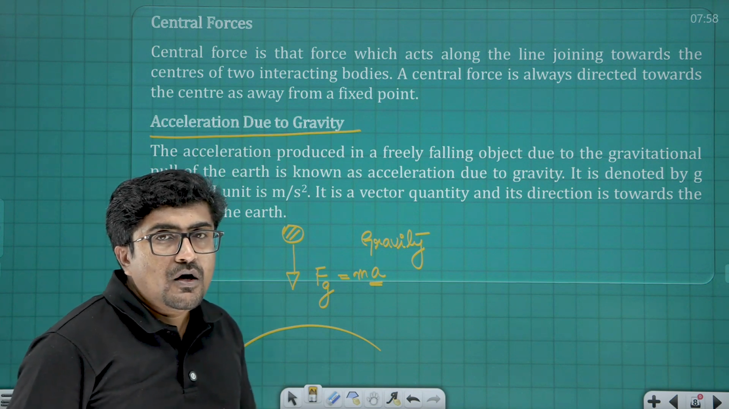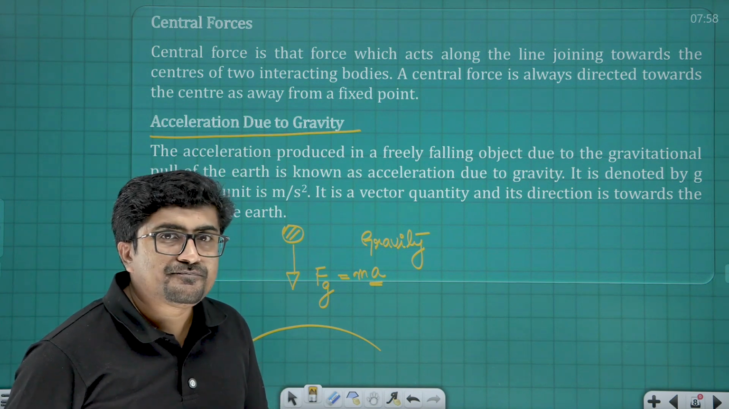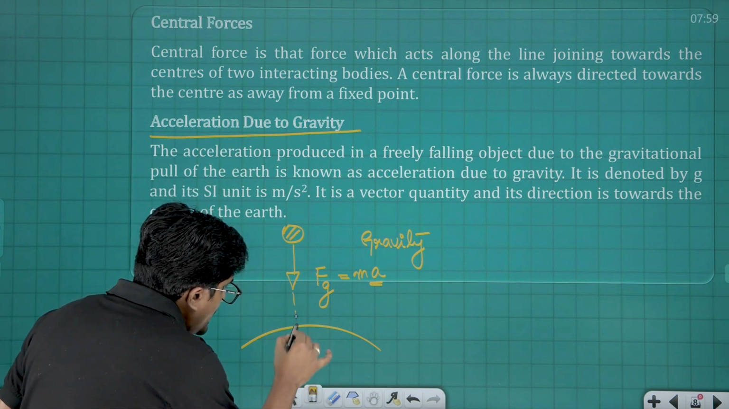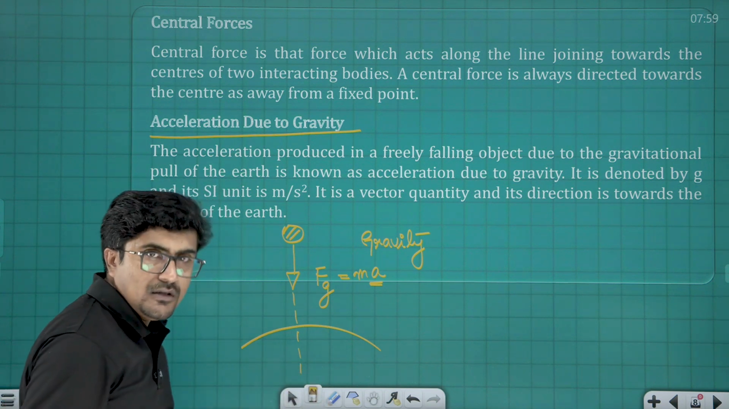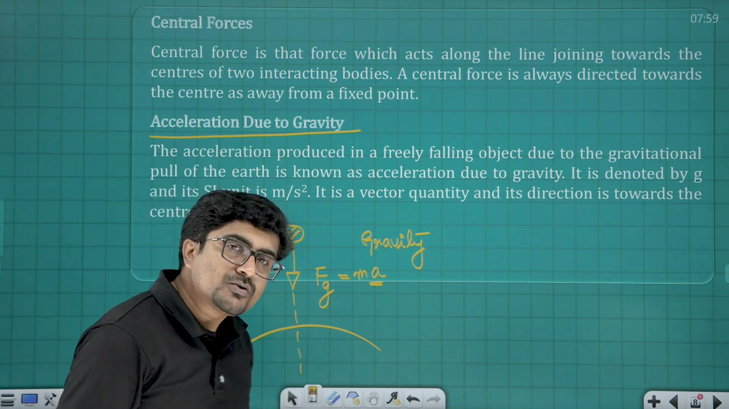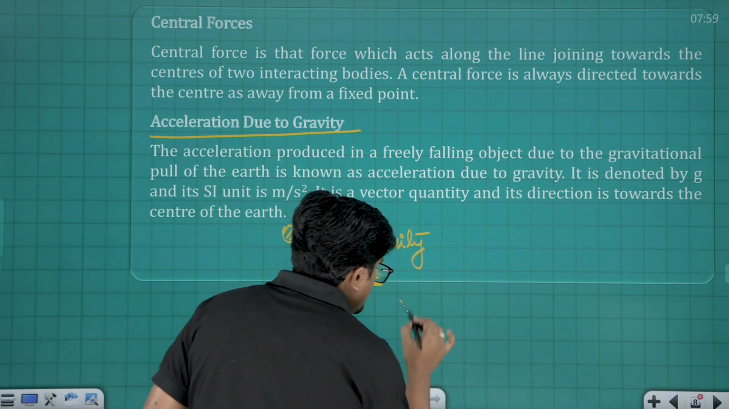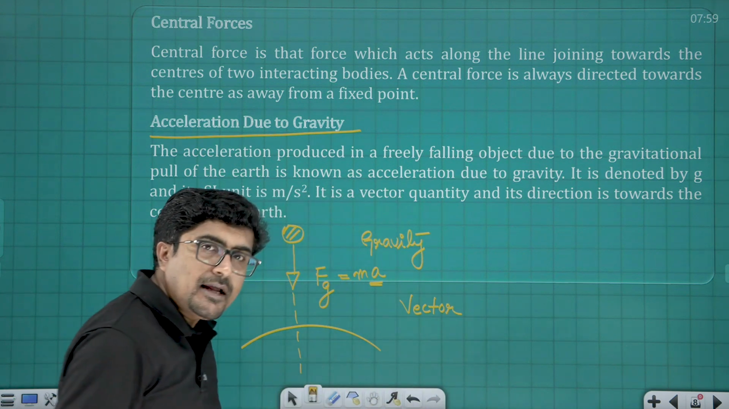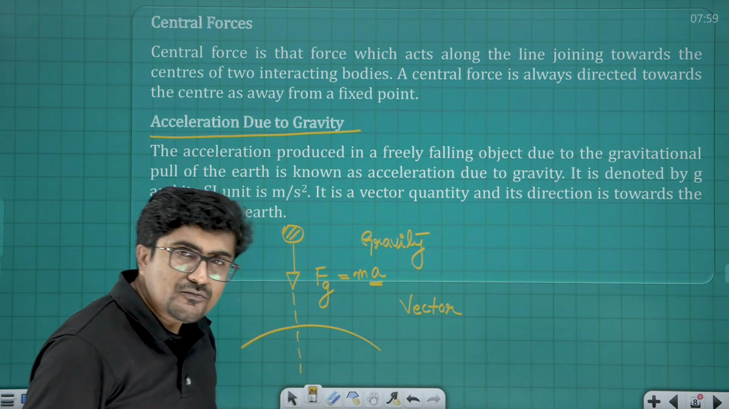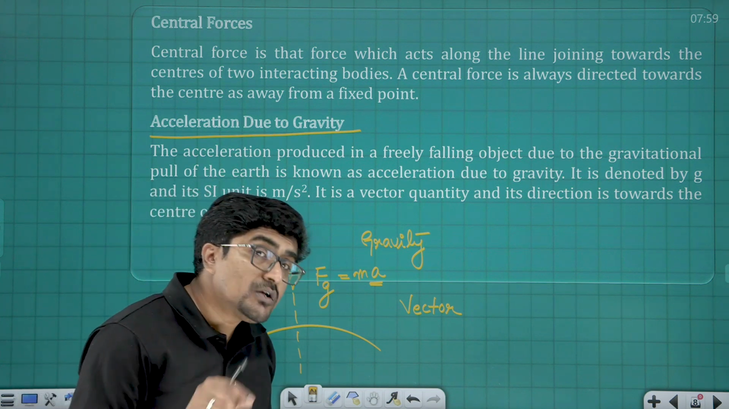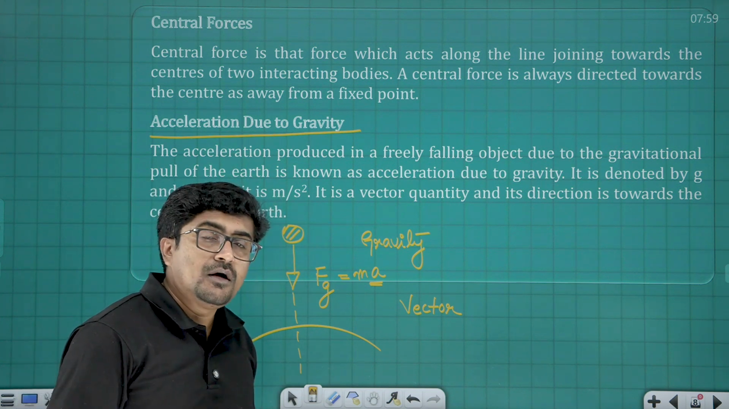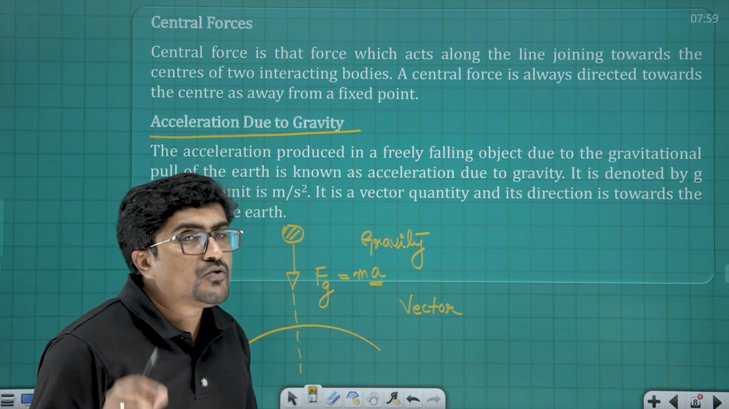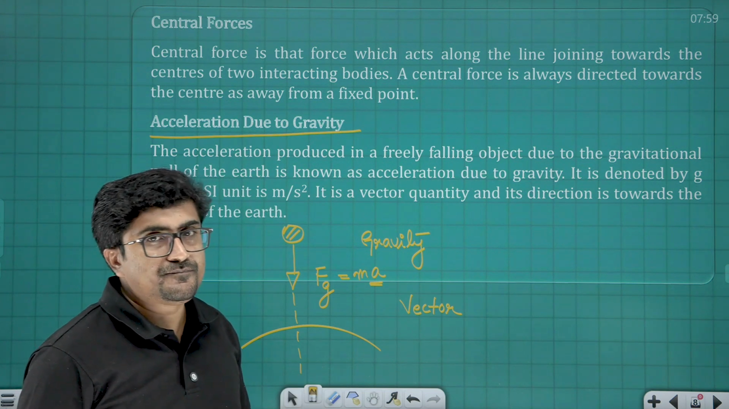Fine. Since force is a vector quantity, and this force is pointing towards the center of the Earth, acceleration due to gravity is also going to be what? A vector. And what is going to be the direction? In the same direction of gravitational force. And where was the gravitational force acting towards? It was acting towards the center of the Earth. So the direction of acceleration due to gravity is also going to be towards the center of the earth. All right.